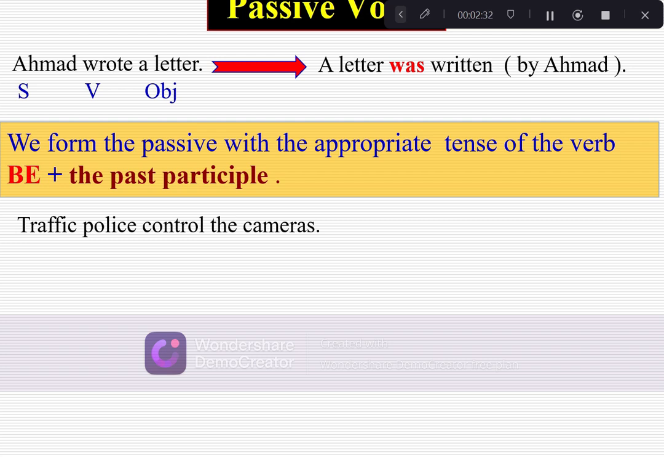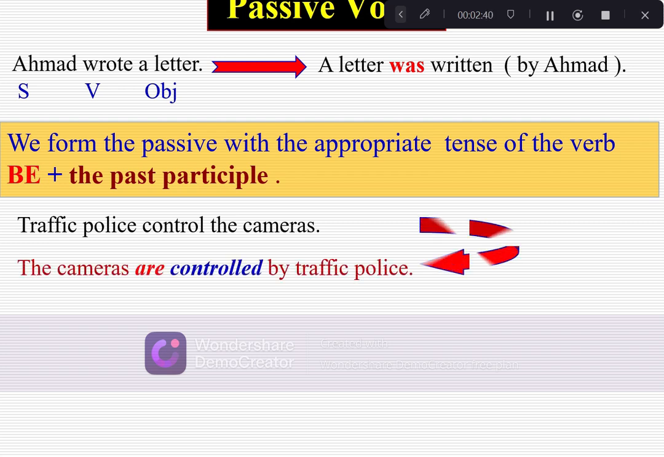Let's take an example: Traffic police control the cameras. How are we going to change it? We change it to: The cameras are controlled by traffic police.